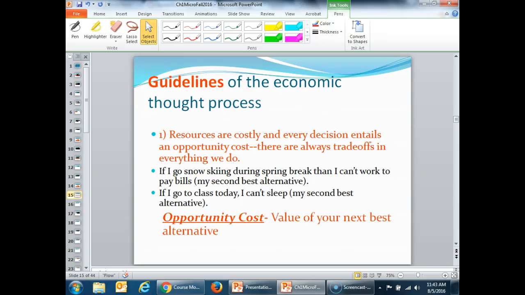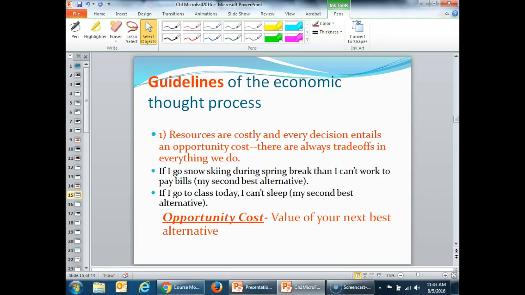All right, so resources are costly and every decision entails an opportunity cost. There's always a trade-off. If I go snow skiing, then I can't work to pay my bills. If I go to class today, then I can't be sleeping. So we all have a highest valued alternative, what it is that we're giving up in order to do something.